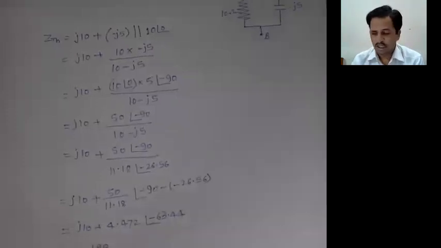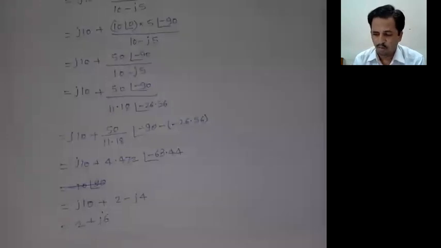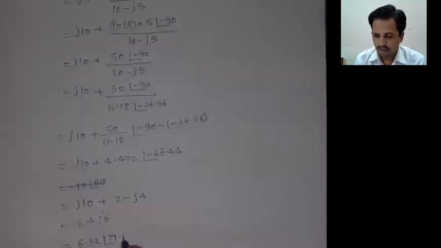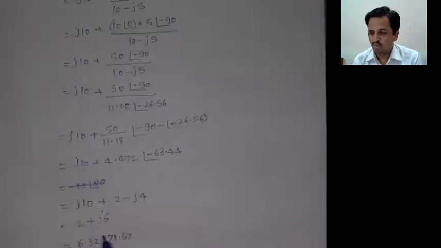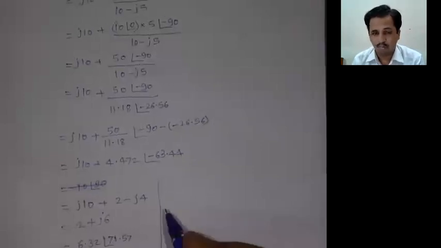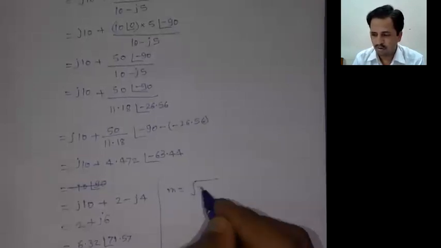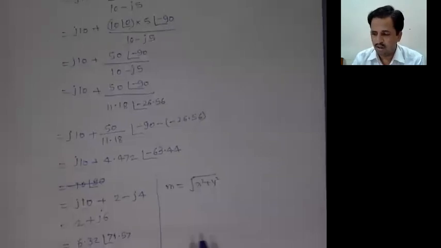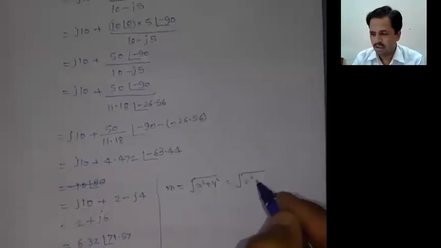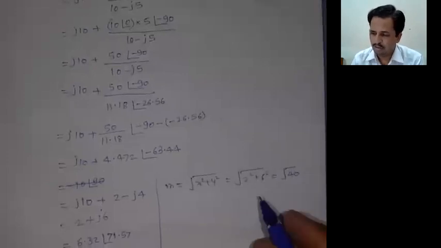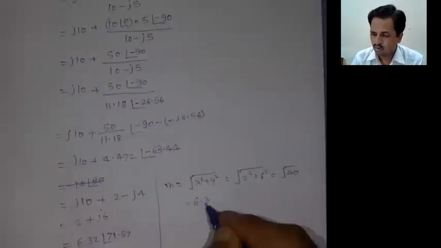Now if you want to represent this quantity in terms of the polar format, it is represented as 6.32 with angle 71.57. If you want to calculate this quantity from the rectangular one, it is obtained with the formula m equal to square root of x square plus y square. That means we take the squares of 2 and 6, that is 4 plus 36, the square root of 40, and the square root of 40 becomes 6.32.